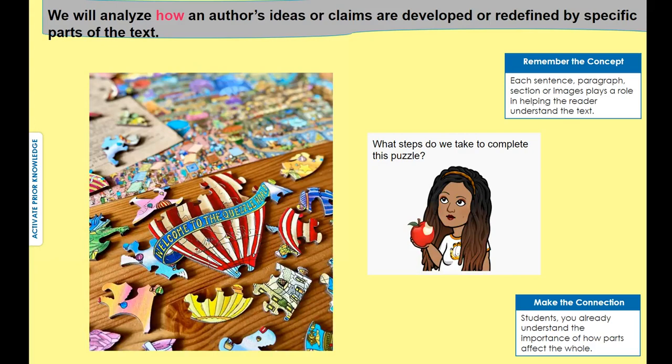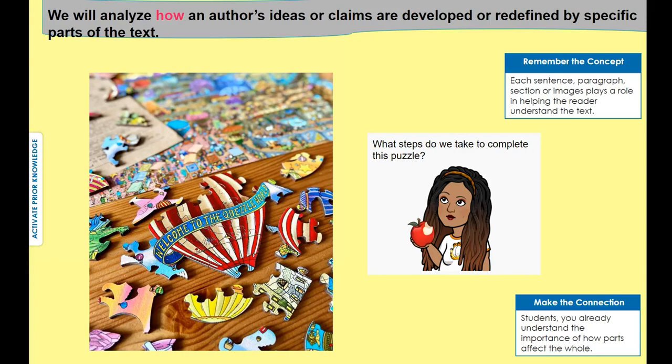So what I want you to do is take a minute and look at the image right there and tell me, what is that image and what steps do you take to complete this puzzle? All righty. So I'm going to assume that some of you say, well, I'm going to look at the picture first, look at the box. Then I'm going to try to find all the end pieces. Some of you may say, well, I'm going to match all the colors together, or I'm going to match all the ones that are shaped alike together, and that's fine.